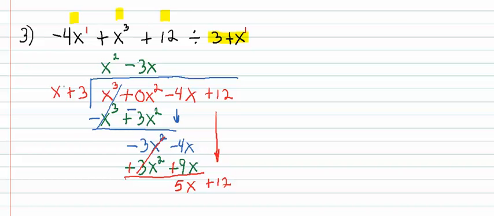Okay, so x times what is going to give me 5x? It's going to be a positive 5. 5 times x is positive 5x. 5 times 3 is positive 15. We're going to draw our line and then change our sign. So this becomes negative 5x, and this is a negative 15. This is a 0. Negative 15 and 12 is negative 3.